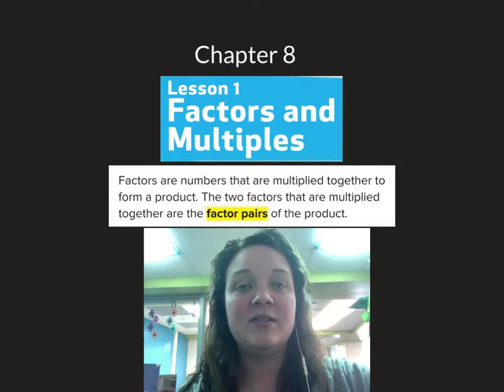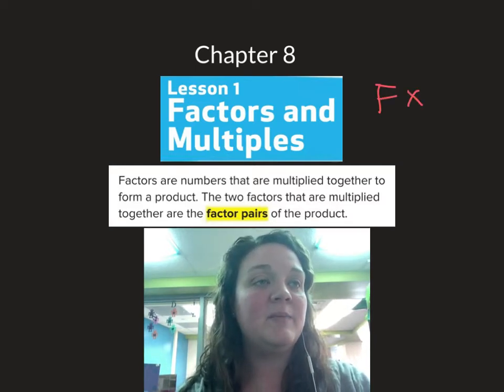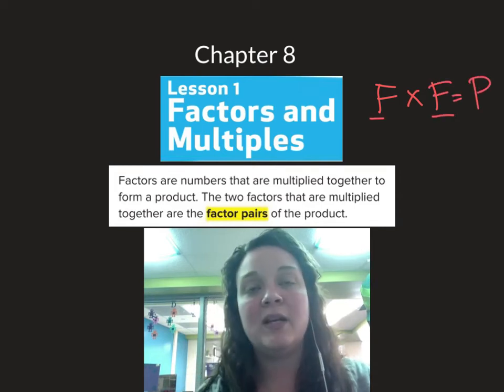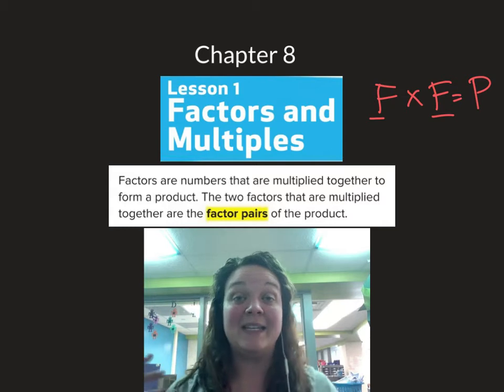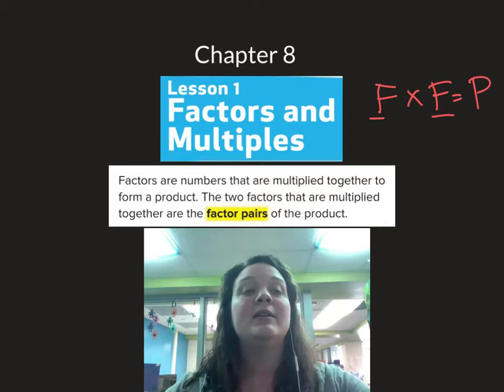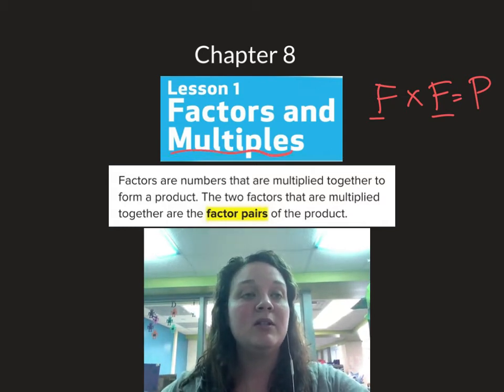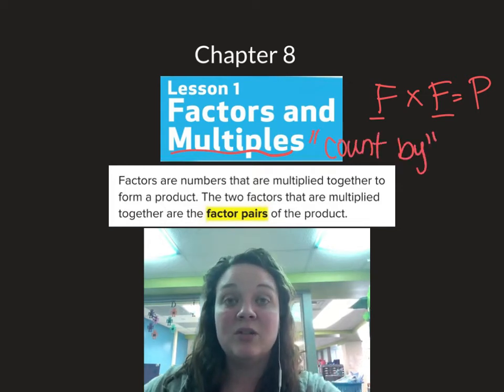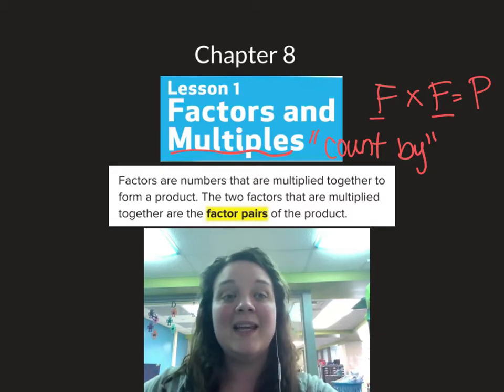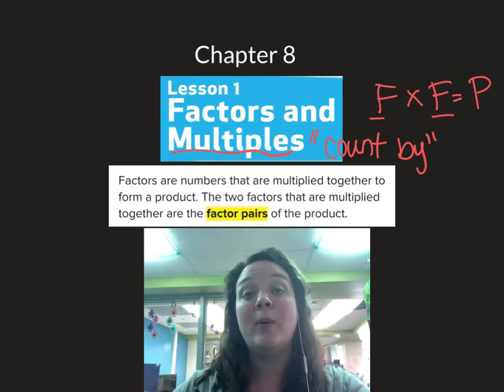Remember, factors. Factor times factor equals our product. So we're going to talk about the numbers that we multiply together to get a product. And then we're going to talk about multiples. Multiples are our count by numbers. Right? So if I said, what are multiples of 2? You'd say 2, 4, 6, 8, 10, 12, 14, 16, and so on.